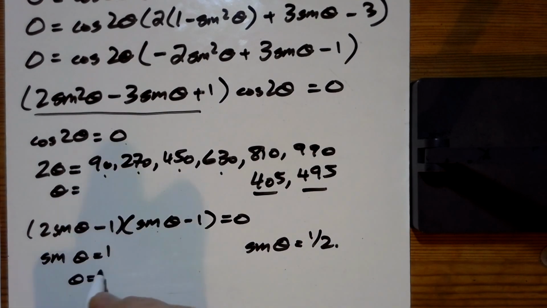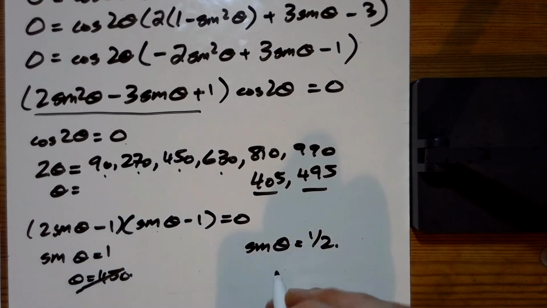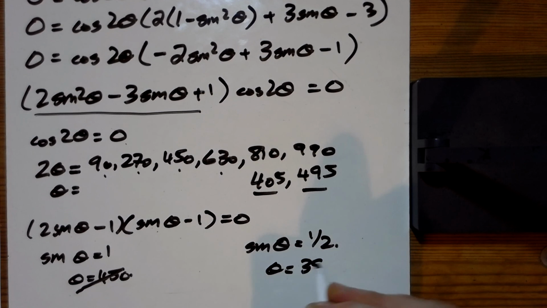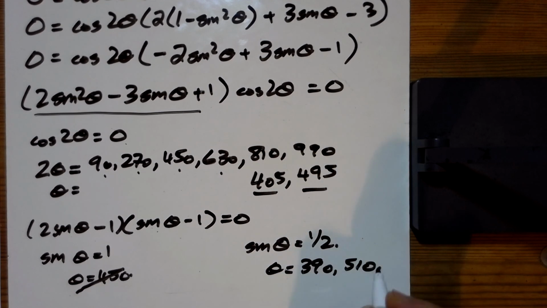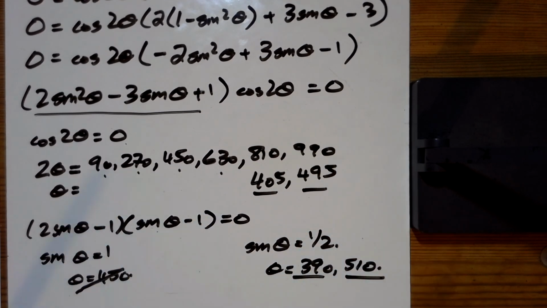So this one gives 450, which actually they said they don't want. In the real test, you lost a mark for cancelling out that one. And this one here gives me 390 and 510. There's our answers there.